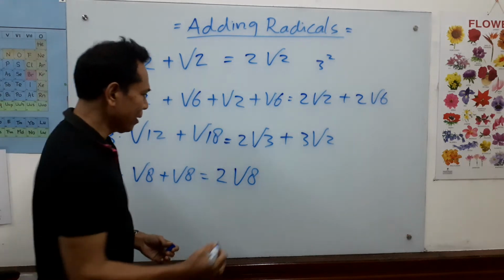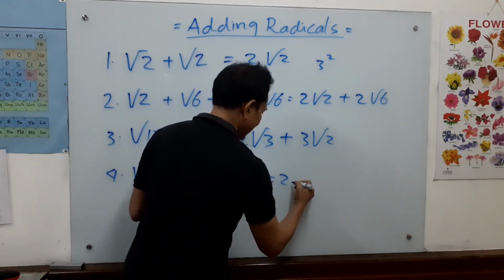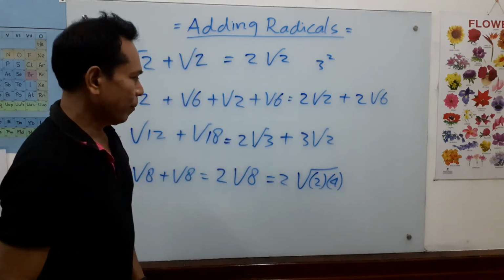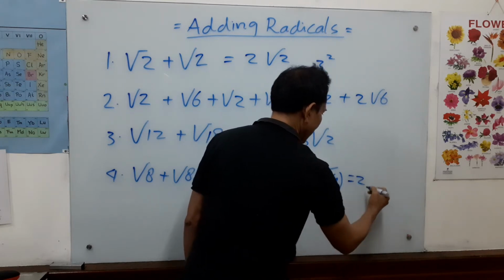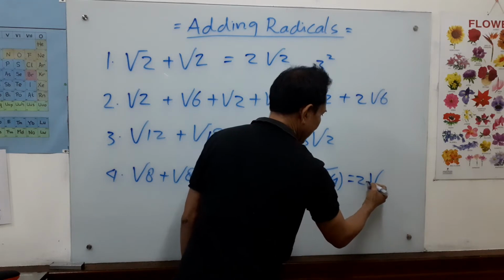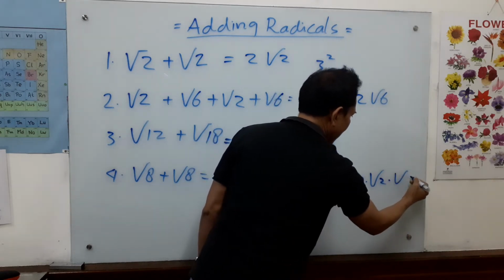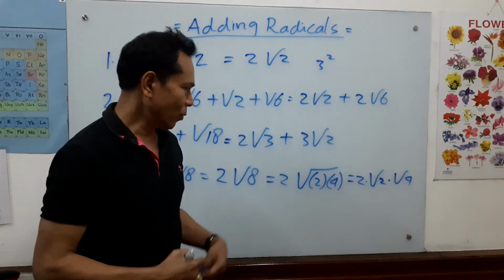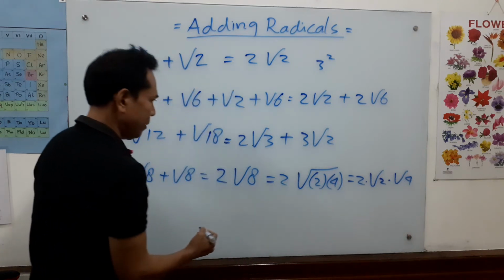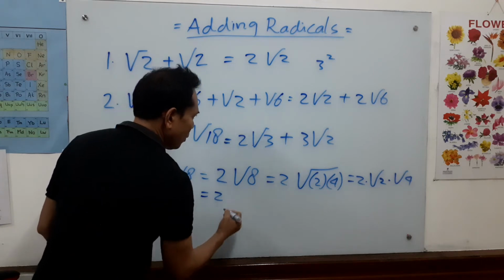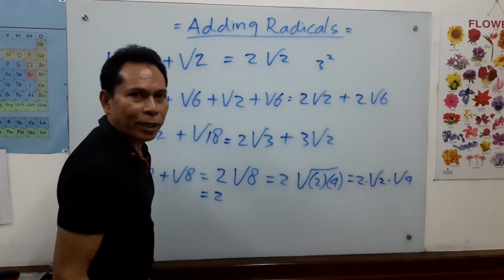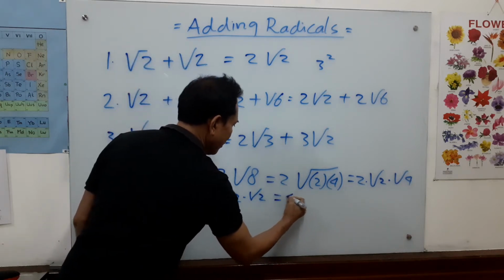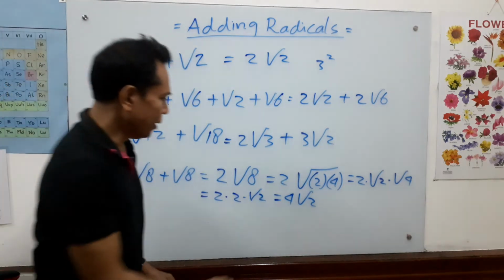Can we simplify radical 8? Yes, we can. So we go on to radical 8 here. We break it into 2 times 4. Okay? So we continue to 2 times radical 2 times radical 4. Now, radical 4 is a perfect square, so we can easily simplify it. So 2 times 2 times radical 2 equals 4 radical 2. That's your answer, okay? This is your answer.